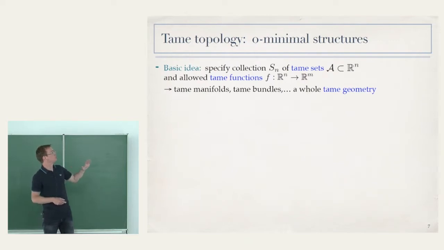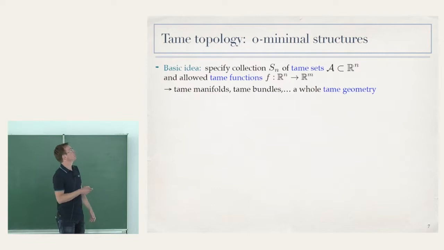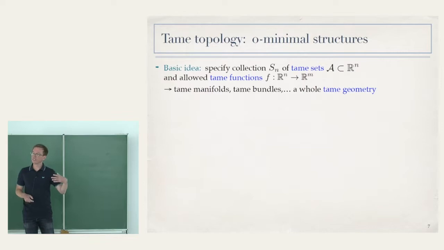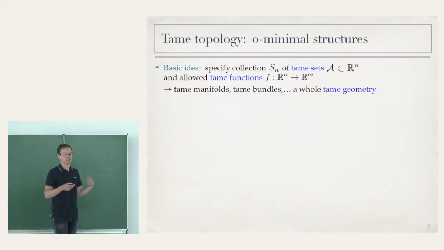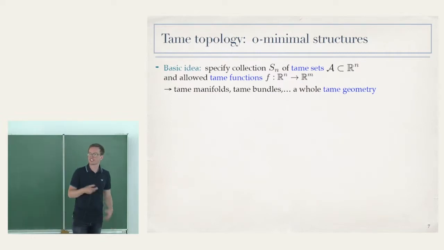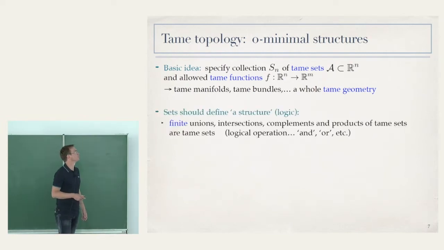The basic idea is to specify a collection of sets, which we call tame sets, and allowed functions, which are called tame functions. These sets are subsets of R^n, and the functions are f going from R^n to R^m. Once you have this, you can use it as a starting point to build a tame geometry. Then you have transition functions on manifolds, which you can make tame, and you can build tame manifolds, tame bundles, and so on. So you can just develop a whole tame geometry.